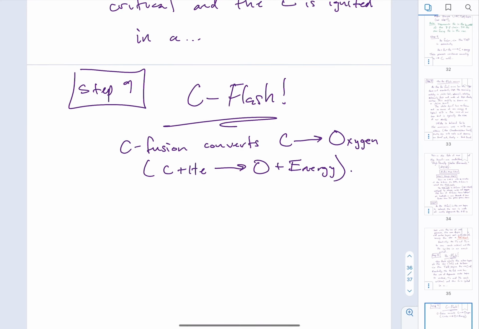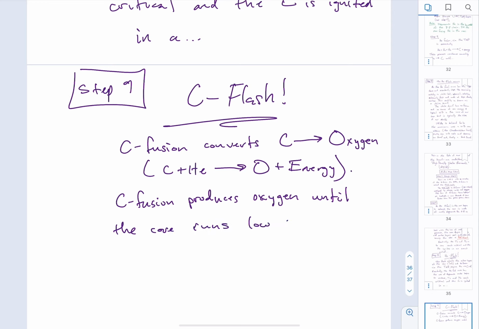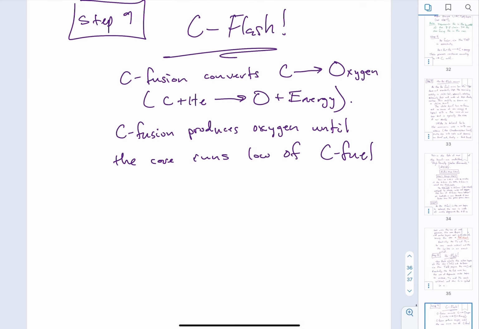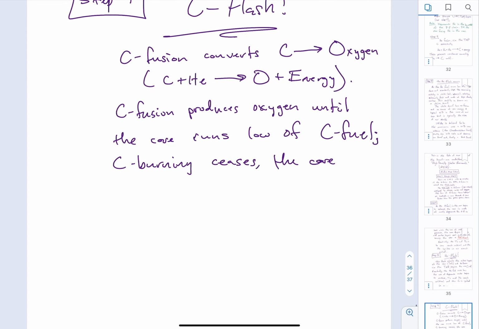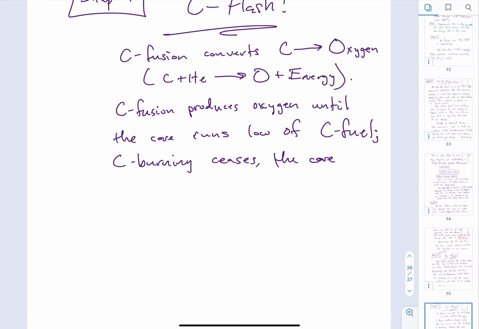So we could note then that carbon fusion produces oxygen until the core runs low on carbon fuel, we can say carbon burning ceases, the core, we could just say, leaving degenerate oxygen. I like that.